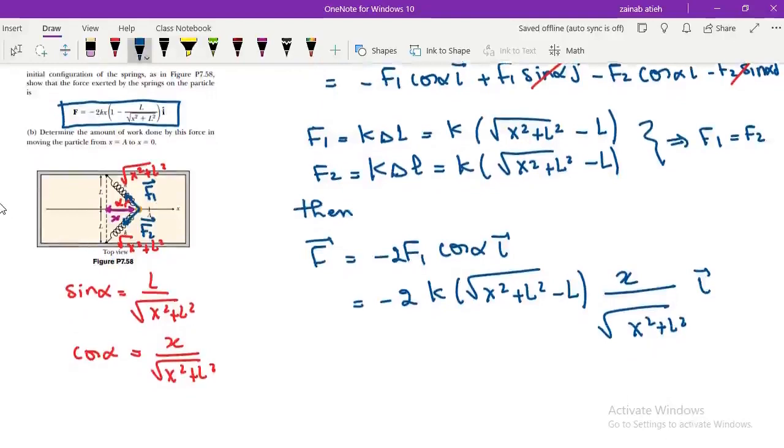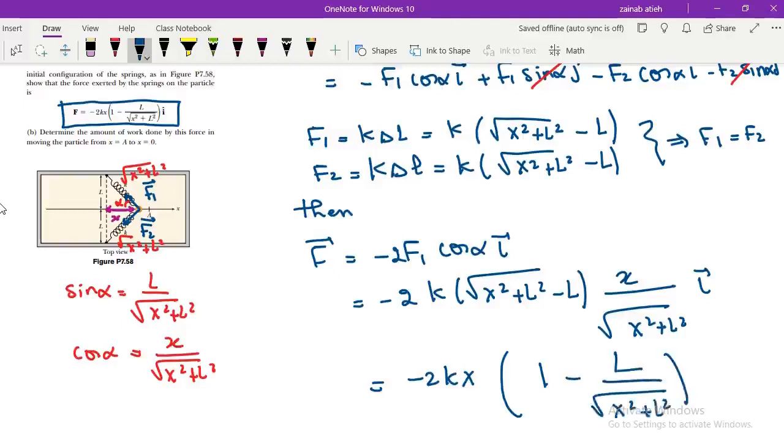I will divide by minus 2kx, bring the x here, and divide by the radical, and I get 1 minus L over radical x squared plus L squared. It's the same form given in the problem, so we did the proof.